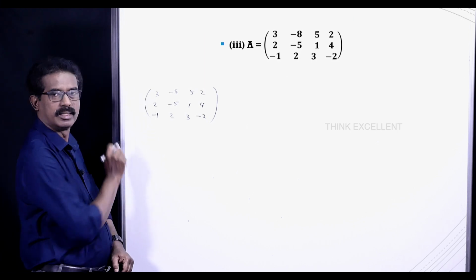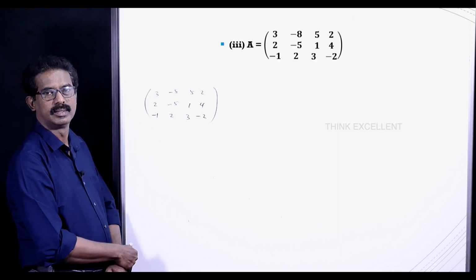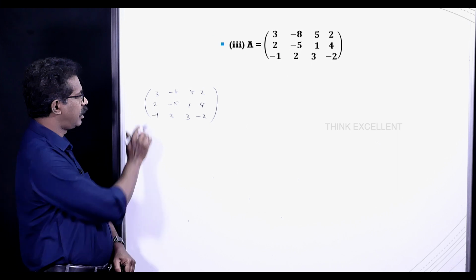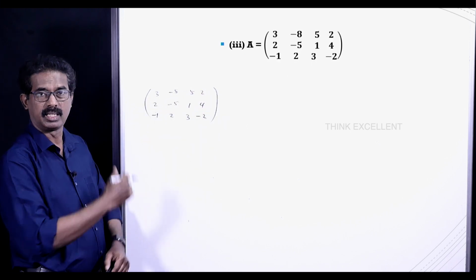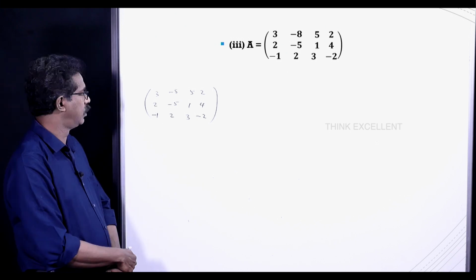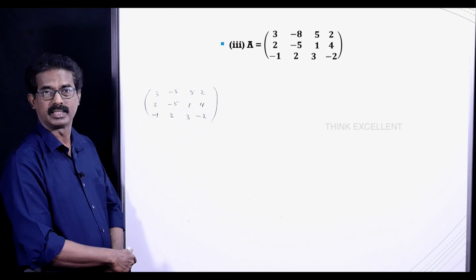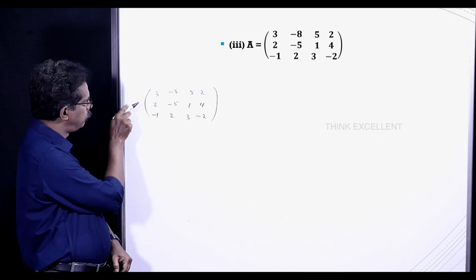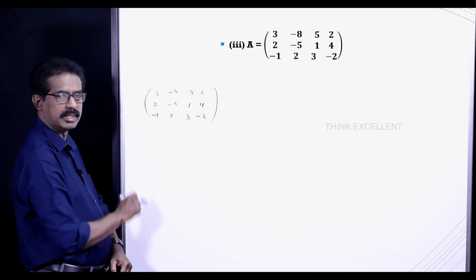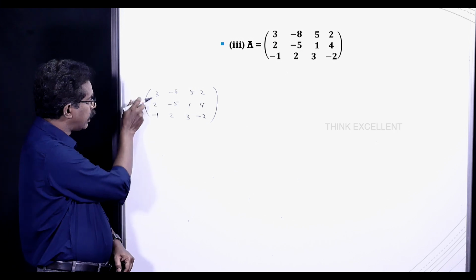Here I want 1. How can you bring 1? You can't divide by 3. Okay, don't divide by 3. Then all the terms will become fractions, and the remaining calculations will be tough. If something is common, you can divide it. Yes, there are different ways, right? One method: 3 minus 2, you will get 1.